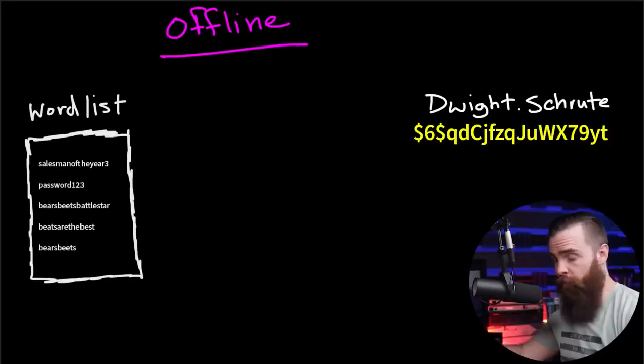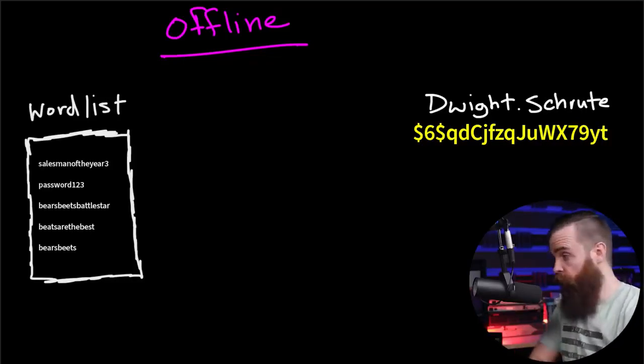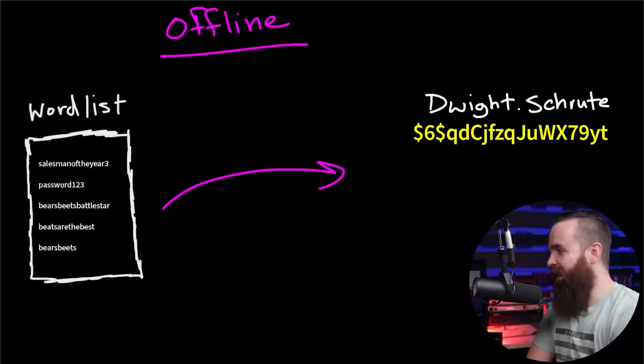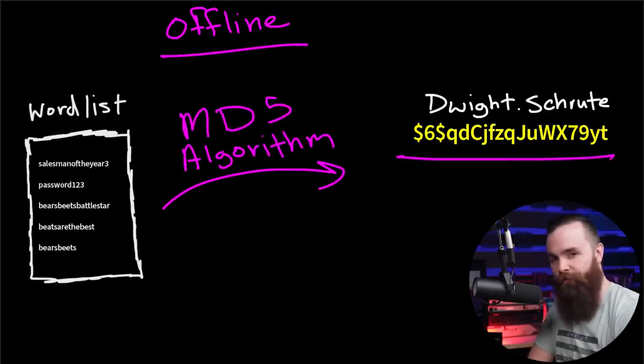We're going to do what we did before. We're going to take our word list and we're going to try and use each of these passwords. But instead of trying to log into the server, we're going to run that hashing algorithm. We're going to chew it up and spit it out. We're going to run that MD5 algorithm and see if it matches the hash we have for Dwight Schrute.